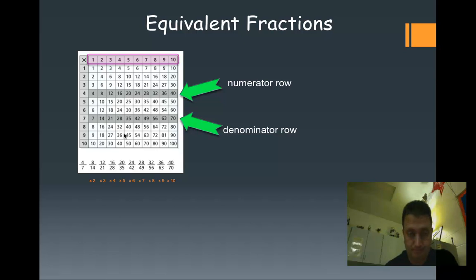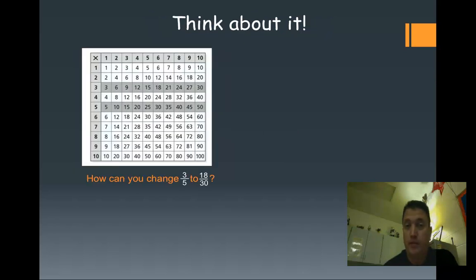Now, I want you to think about this. How can you change 3/5 to 18/30? Think about it. What would my multiplier have to be to make that happen? Well, I would multiply the numerator and denominator by 6. Make sense? Look up here. 6 times 3 is 18. 6 times 5 is 30.